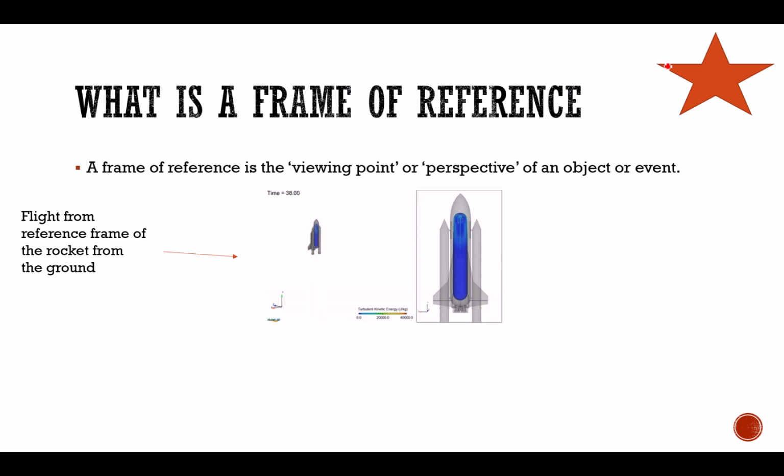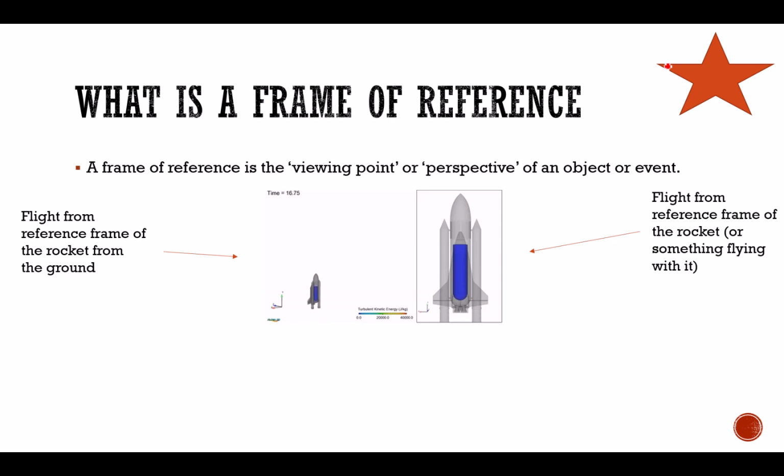What is the right picture, the right video, I suppose? What reference frame is that? If you put a camera there, where would that camera be? Well, it wouldn't be on the ground, otherwise they would see what's on the left. Instead, this camera must be moving at the same speed as the rocket, or moving with the rocket. So this is the flight of the rocket from the reference frame of the rocket itself, or something flying next to it. Now, if you look at that, the rocket doesn't look like it's moving at all.